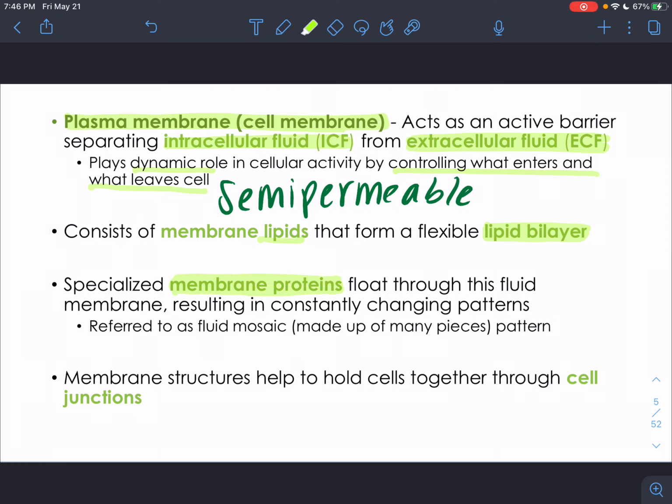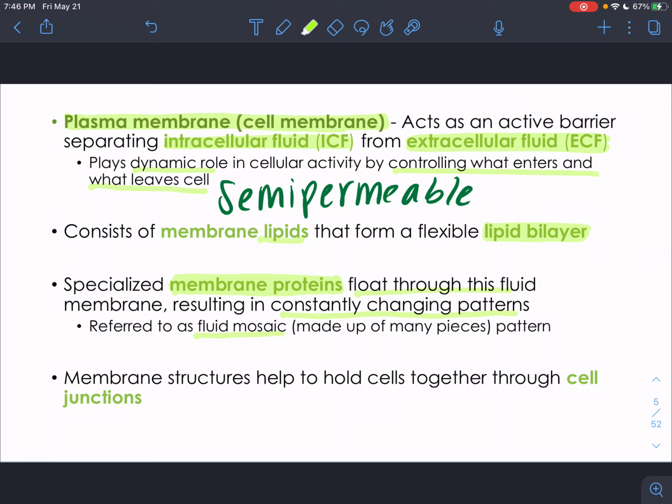But these membrane proteins are going to be floating through the membrane and doing different functions. So we'll talk about all the different functions they do. But because it can kind of float through that lipid bilayer, the membrane itself, the pattern is constantly changing, right? So you're not going to see a cell and it's always going to look exactly the same. The shape of it's going to change a little bit. Where the proteins are located is going to change a little bit. And that's why it's referred to as the fluid mosaic model.